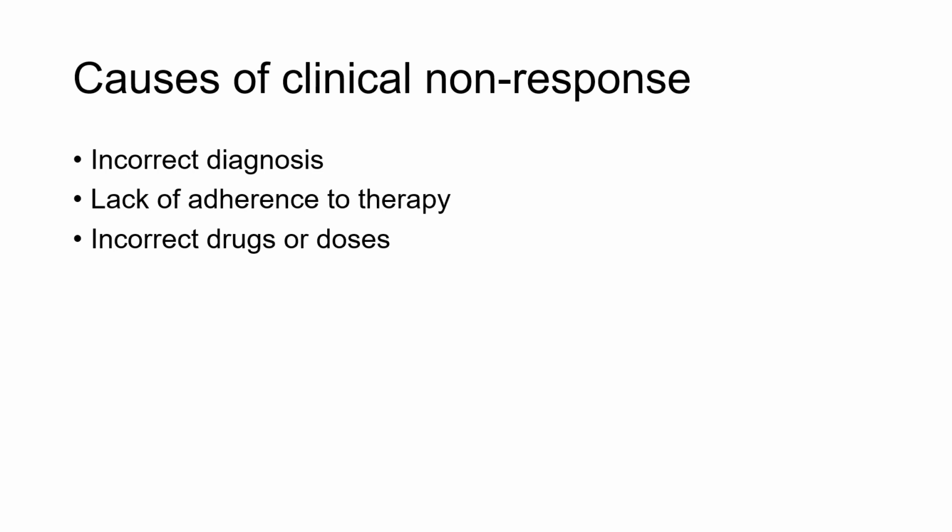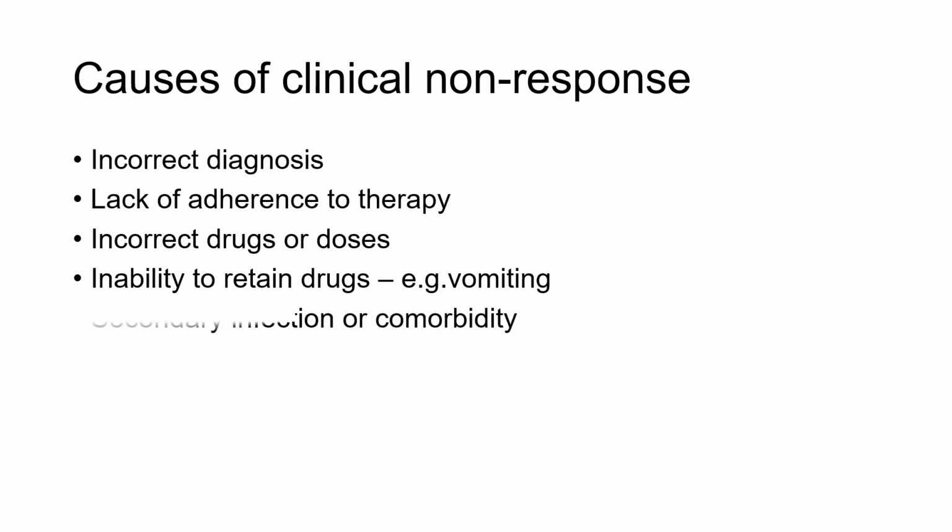Next is incorrect drugs or doses. Suppose you have given wrong drugs or at the wrong doses, that means subtherapeutic doses. Obviously the child will not respond, as in any other case. And next is inability to retain the drugs. Suppose the child is having severe vomiting, and whatever the drug the child is taking, the child is vomiting out, so bioavailability will obviously decrease. So inability to retain the drugs is a common cause of clinical non-response.